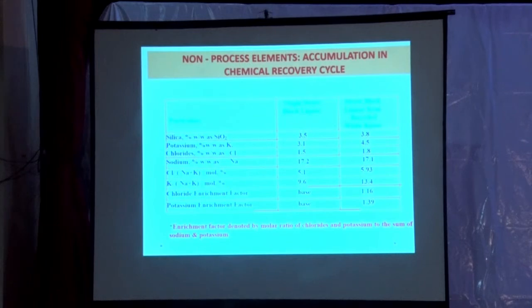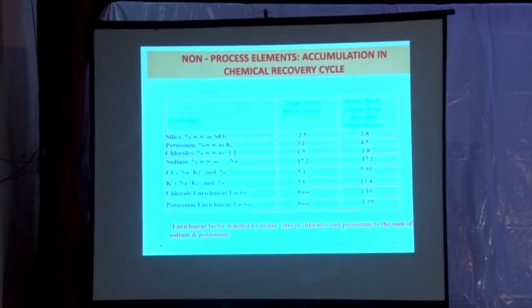But when this black liquor comes, we burn it in the furnace, dissolve it in water, causticize it, and create the first cycle white liquor. This white liquor contains these compounds coming from the first cycle black liquor. You see it here, even in the first cycle, silica has gone from 3.5 to 38%.